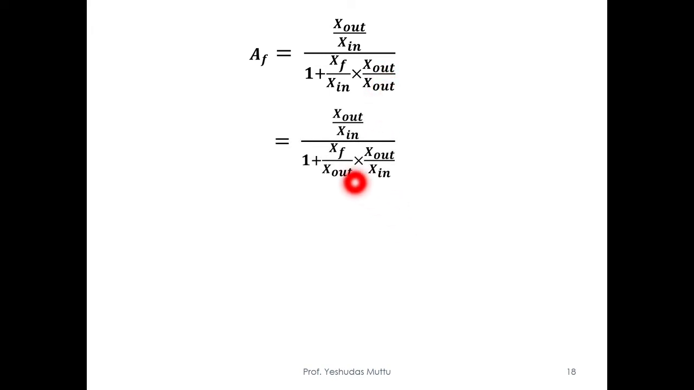Now let me distribute that X out. This X in I will move with this X out, and this X out I will move with this XF. So you get XF upon X out and X out upon X in. What is XF upon X out? Check equations 2 and 3. You will get both the terms over here. X out upon X in is nothing but A, and XF upon X out is nothing but beta.